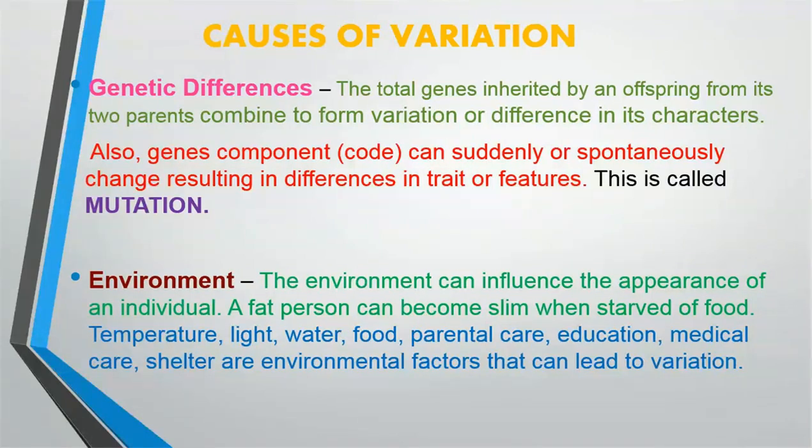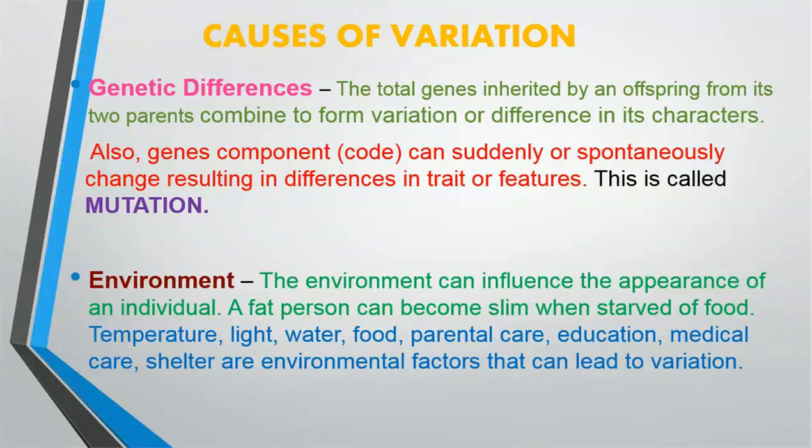Also, mutation can lead to variation. Gene components or code can suddenly or spontaneously change, resulting in a different trait or features in an organism. So, we can define mutation as a sudden or spontaneous change in the genetic constituent or component leading to a change in the feature of an organism. So, genetic differences can also be called inherited characteristics.